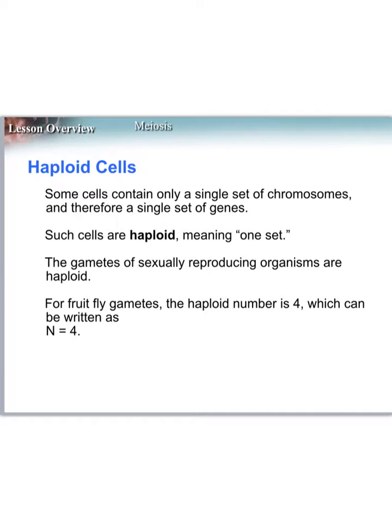Some cells contain only a single set of chromosomes, and therefore a single set of genes. Such cells are haploid, meaning 1 set. The gametes of sexually reproducing organisms are haploid. For a fruit fly gamete, the haploid number is 4, which can be written as n equals 4.